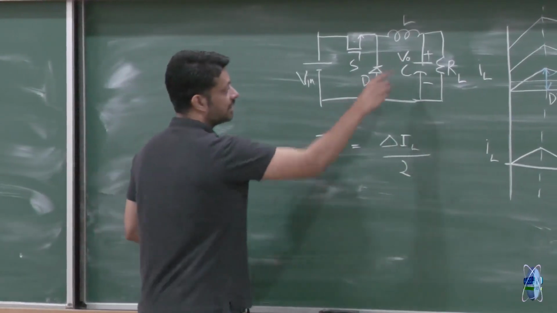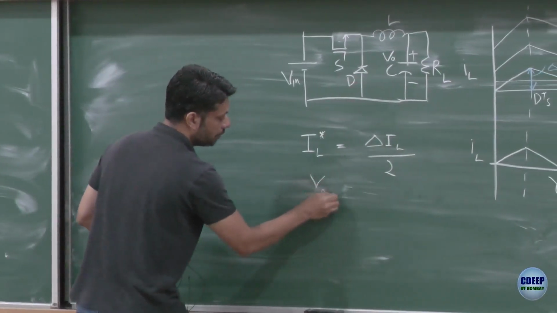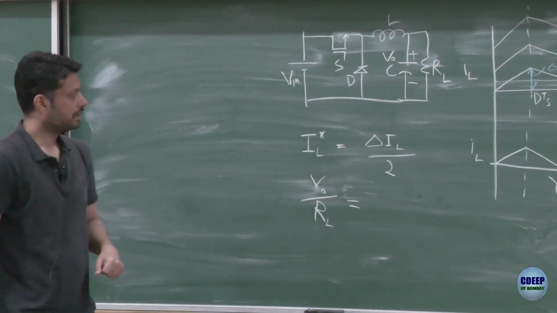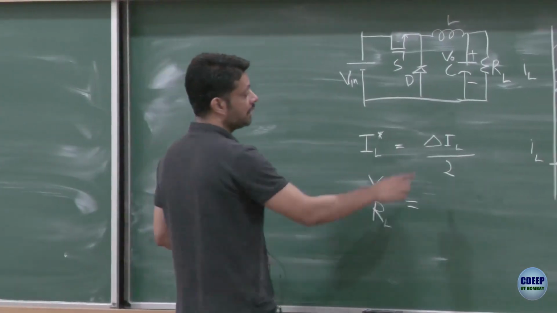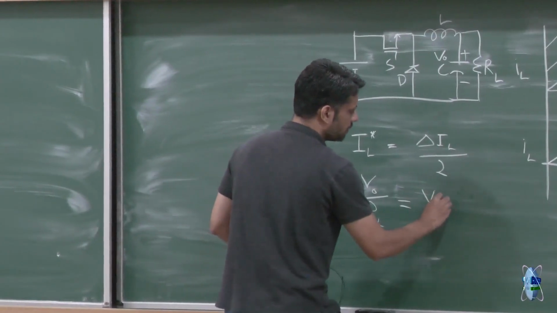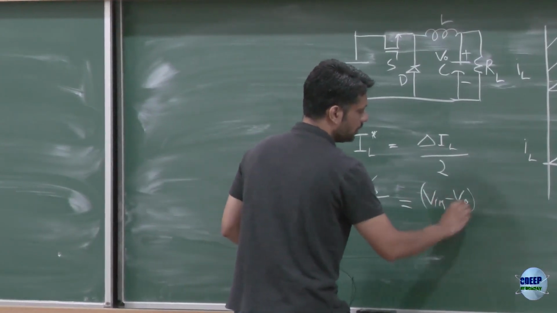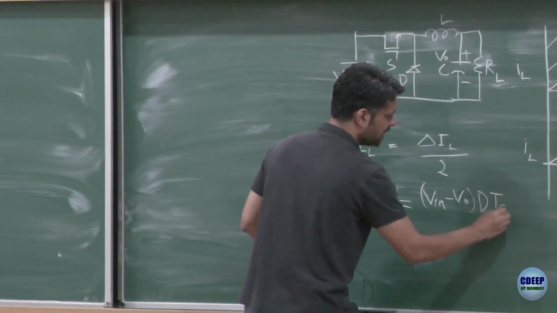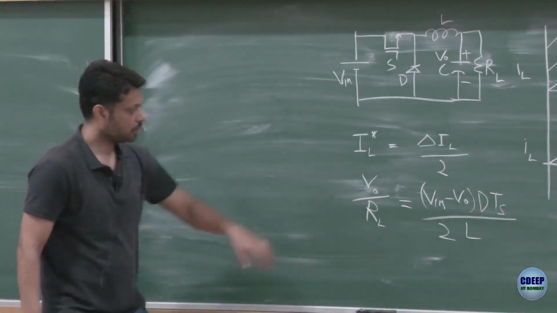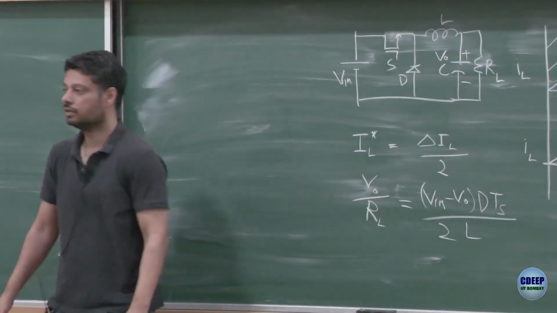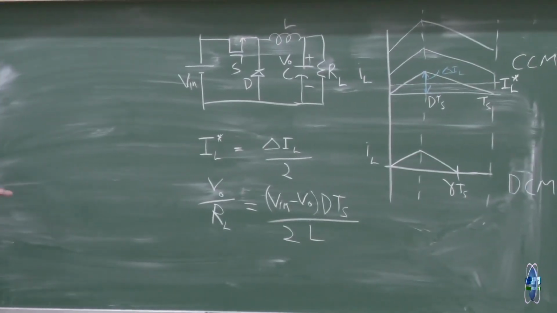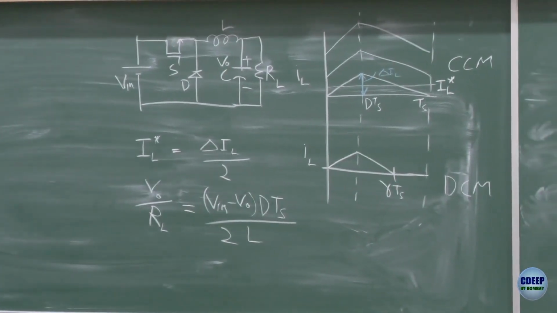You can write the average inductor current as the output voltage upon the load resistance RL, equals delta IL by 2. What was the delta IL expression? It is (Vin minus Vo) into D times Ts upon L. This was the expression for delta IL that we derived in the previous class. Is that correct? Can someone cross check? Any questions so far?